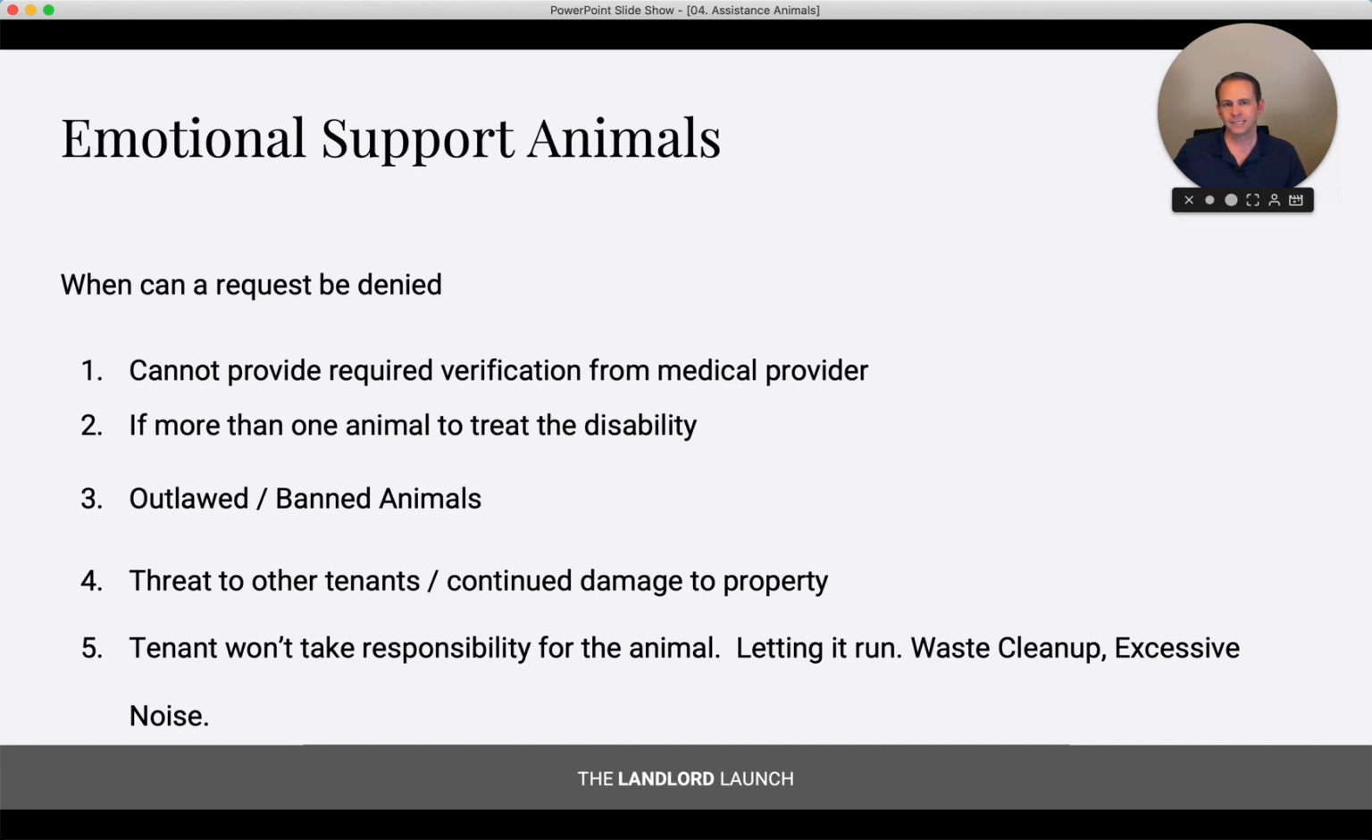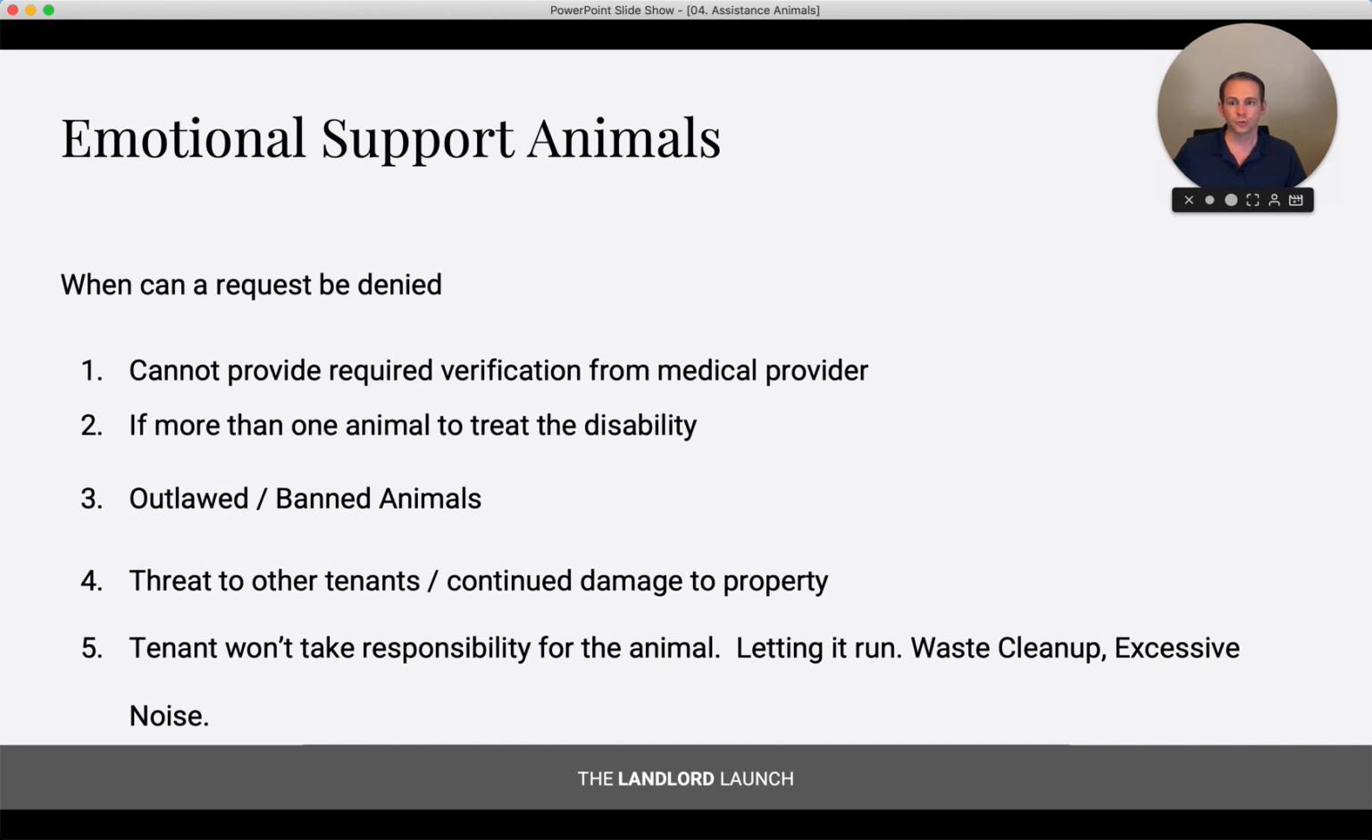Now, it's going to be very difficult to prove that a new resident coming in, that animal is a threat to other tenants if there is nothing that has happened, if there's no documentation. If it's just a pit bull and you think pit bulls are a threat to everybody, but there's nothing that has actually happened, you cannot use that as a reason to deny a reasonable accommodation.